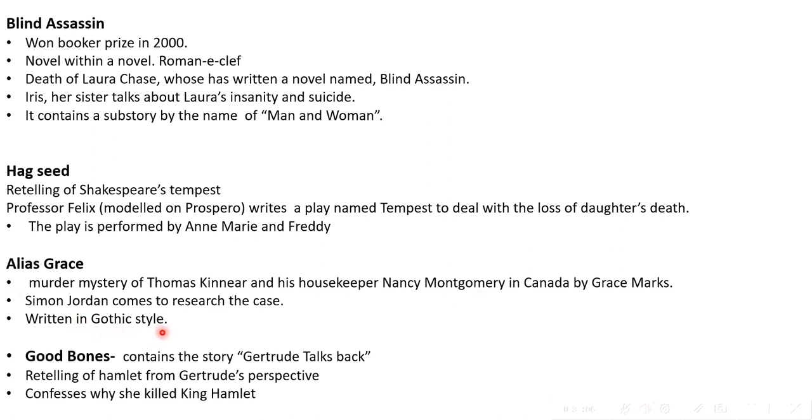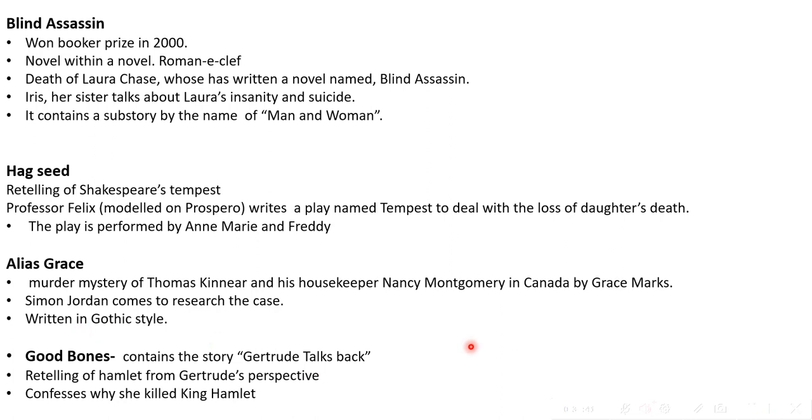Margaret Atwood has also written a work named Journals of Susanna Moody. And Simon Jordan is the name of the detective who is coming to research for this case. And this work is written in a Gothic style. What is a Gothic style? Do you remember any book which has been written in Gothic style? We have read British literature. So do you remember? Frankenstein.